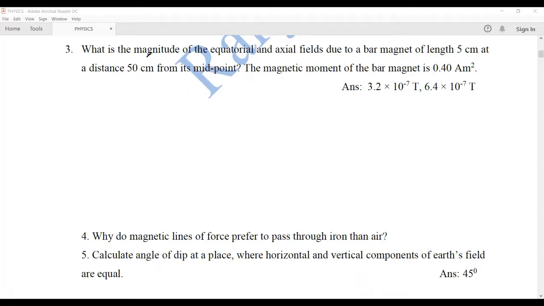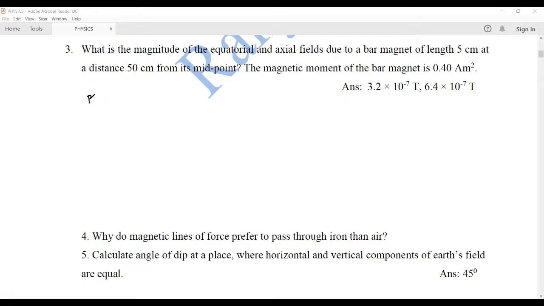Question number 3 is, what is the magnitude of the equatorial and axial fields due to a bar magnet of length 5 centimeter at a distance 50 centimeter from its midpoint? The magnetic moment of the bar magnet is 0.40 ampere meter square. Now here the length of the bar magnet is 5 centimeter and we have to find out at a distance 50 centimeter from its midpoint. So this dipole we will consider to be a short dipole.